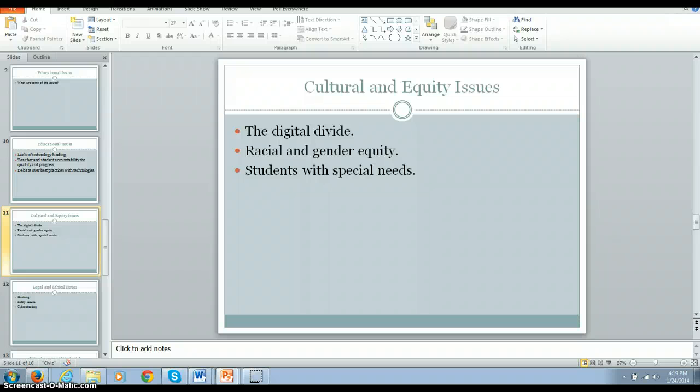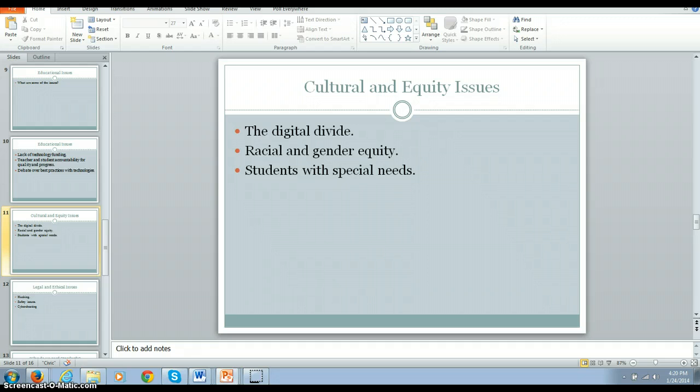Then we have the issue of racial and gender equity in terms of technology out there. Some are actually complaining that we don't have that many technologies or tools that are representing the gender, or sometimes the software that has got racial equality in it.